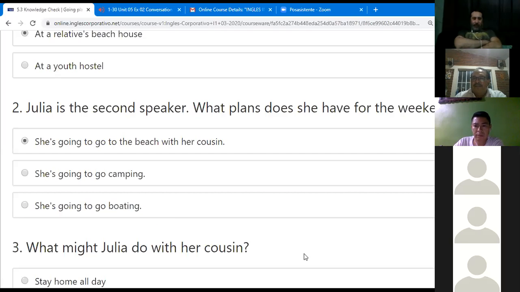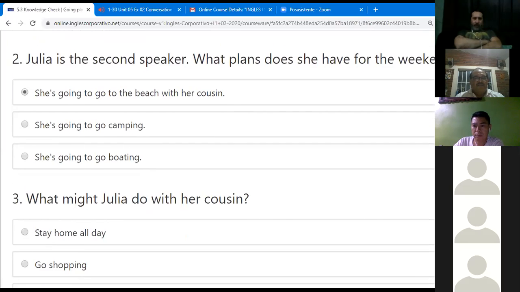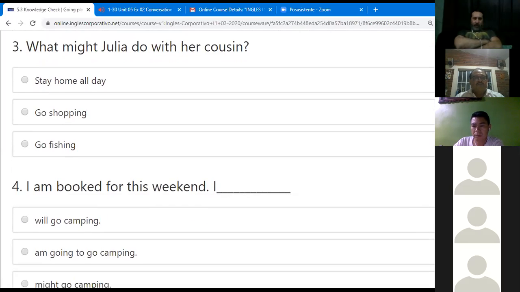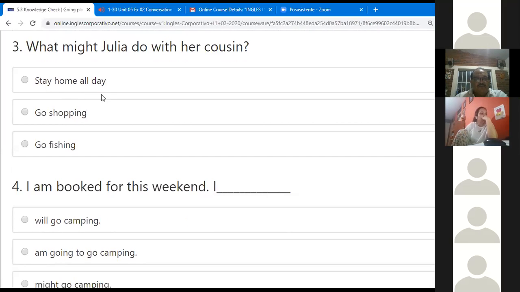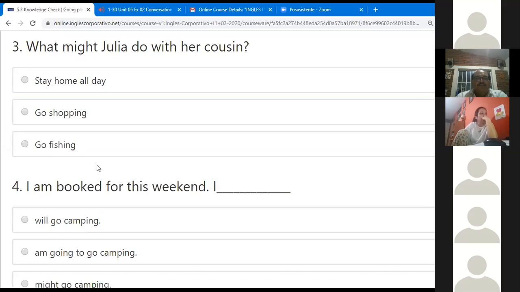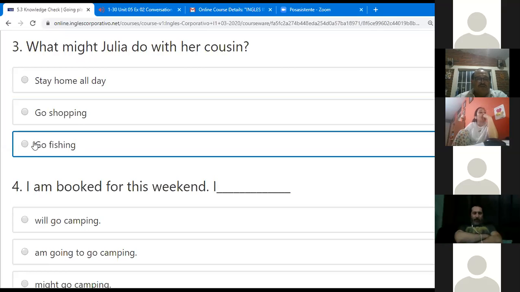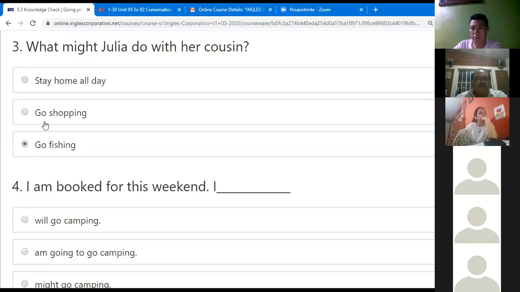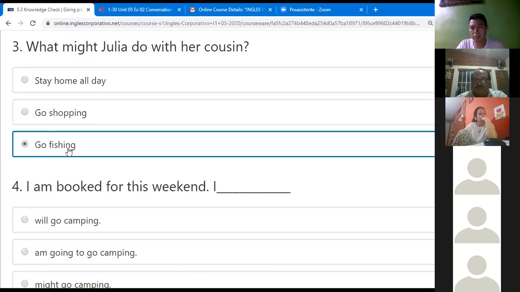Okay, very good. Carolina, can you please read the number 3? What might Julia do with her costume? Stay home all day, go shopping, or go fishing. Go fishing. If you see here, you have also go shopping, go fishing. Outdoor activities. All right.